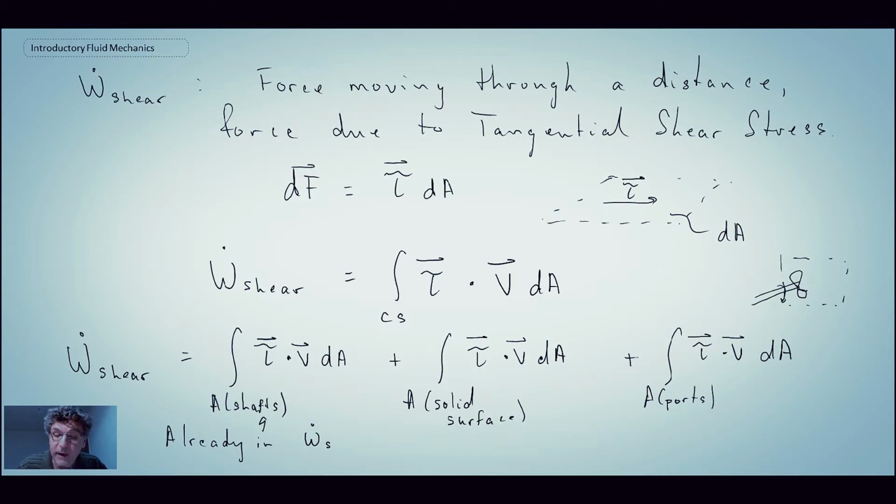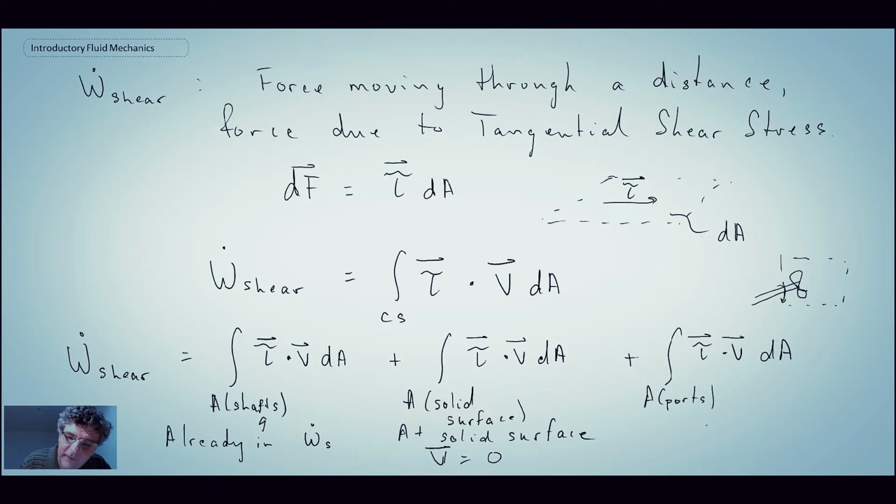The next one is a shear on a solid surface, and that would be shear if our control volume is along a solid surface. Now the thing about that, at a solid surface, if you recall the no-slip boundary condition, we have V equal to 0, and consequently that term goes away.